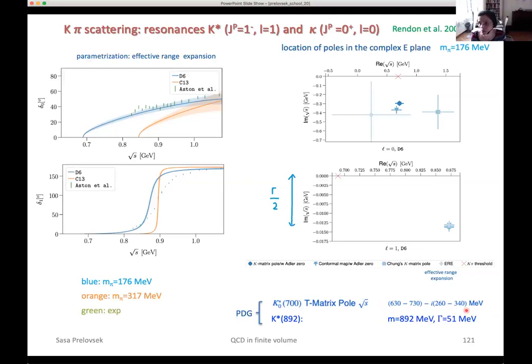Because even from experiment, the experiment is done only for real energies, and then from experimental data to determine whether this is a pole in the scattering amplitude, it's not so simple.